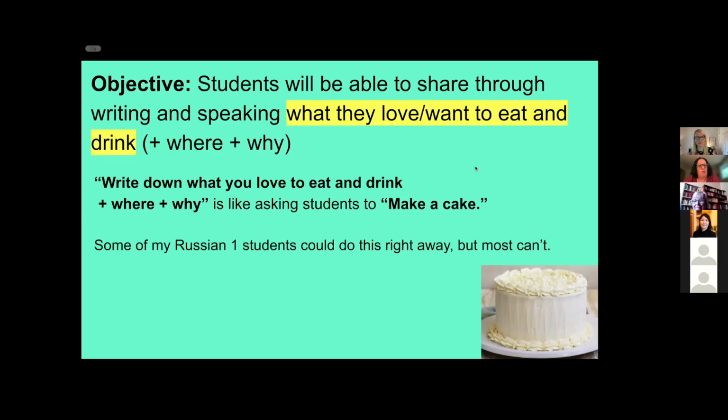I think in my first year teaching, it would have felt natural for me to say, okay, write down what you love to eat and drink. I think that's the equivalent of telling students to just make a cake. Some of my students could do this right away, but most of them would not be able to. You can see in the chat too, similarities in baking abilities. Some of you could make a cake without a recipe. Some of you need the instructions.